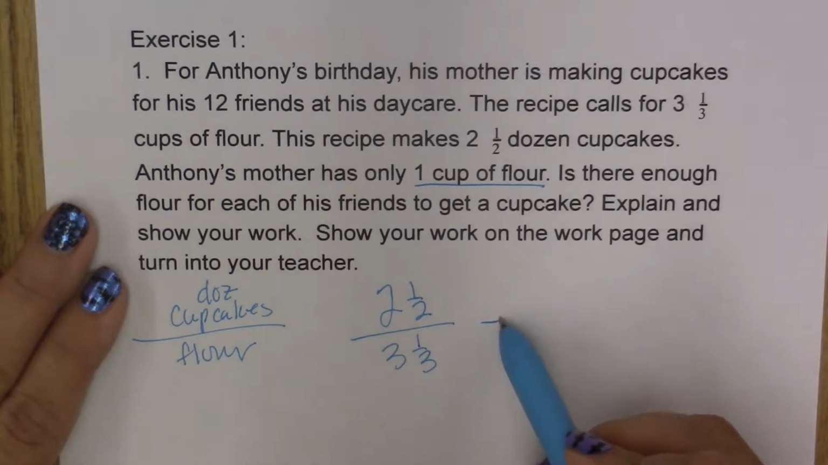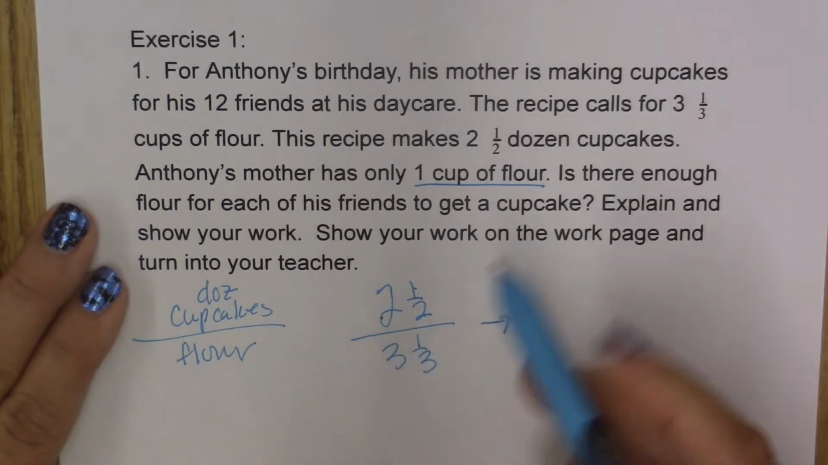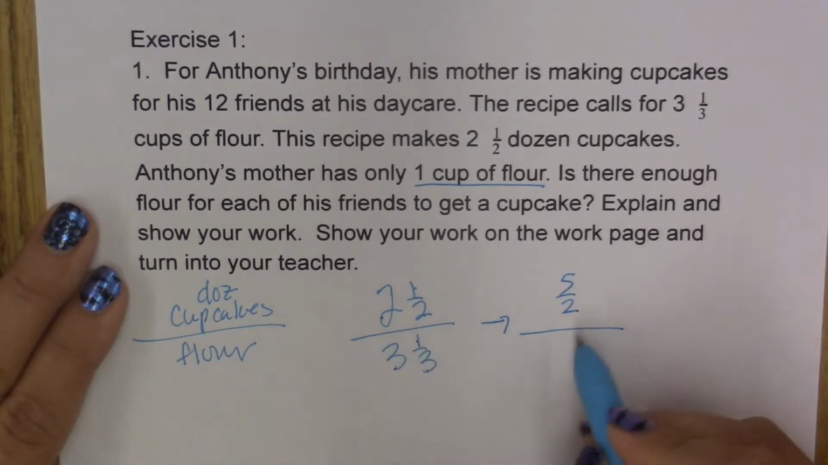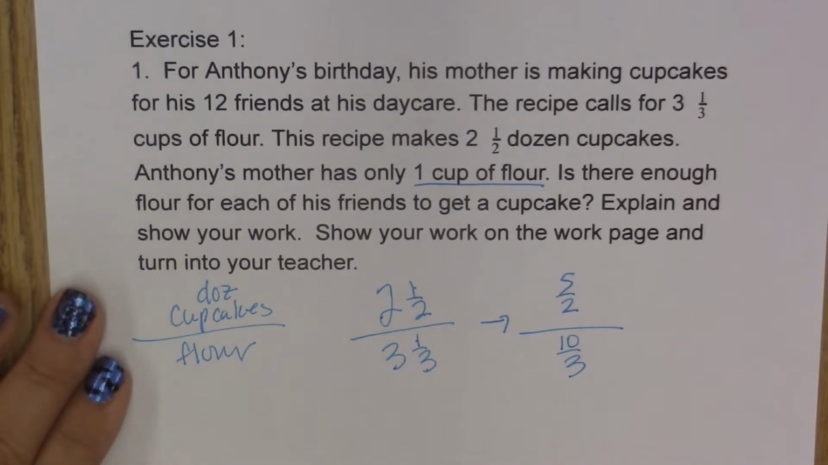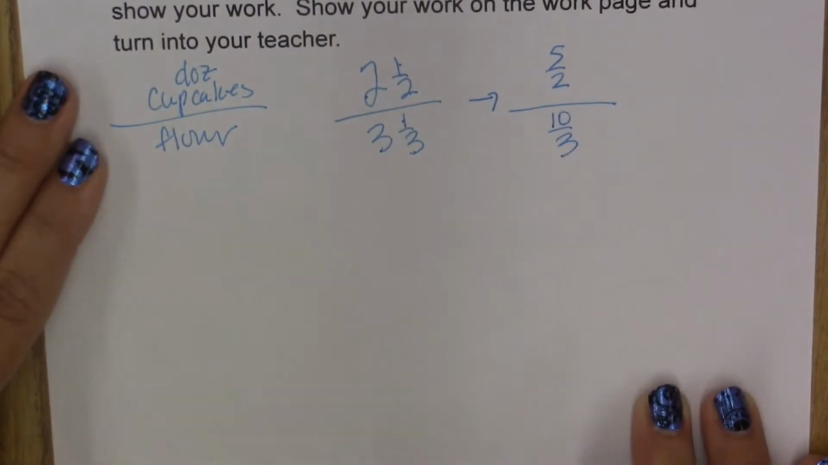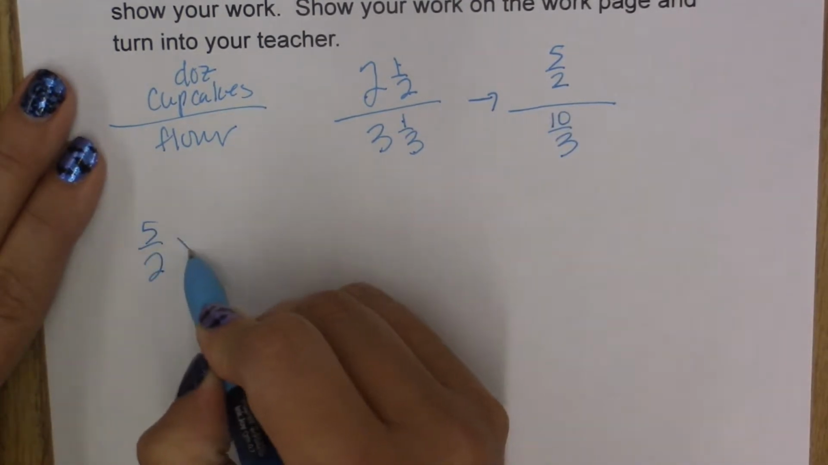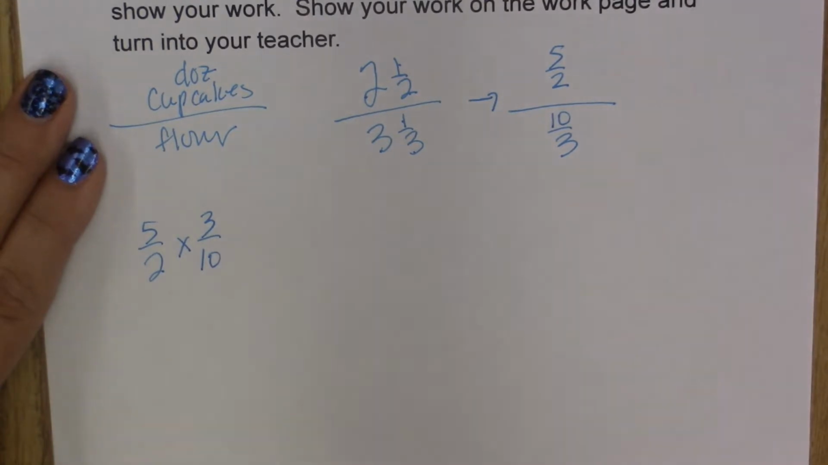So I'm going to take this and let's make some improper fractions. 2 times 2 is 4, plus 1 is 5. 3 times 3 is 9, plus 1 is 10. All right, so we're going to use our dividing fractions rule of keep, change, flip. So we're going to keep the top one, change to multiplication, and flip the bottom one.